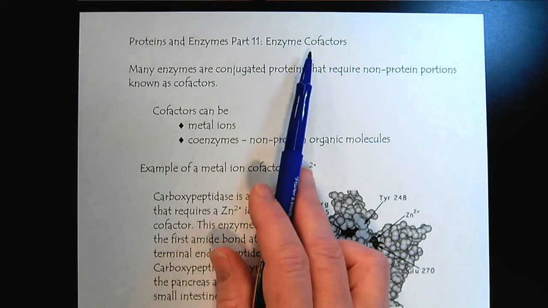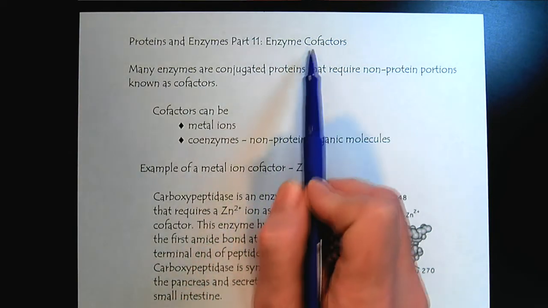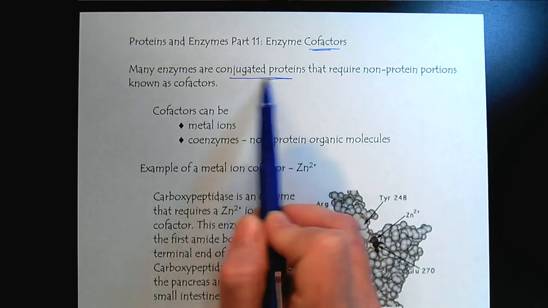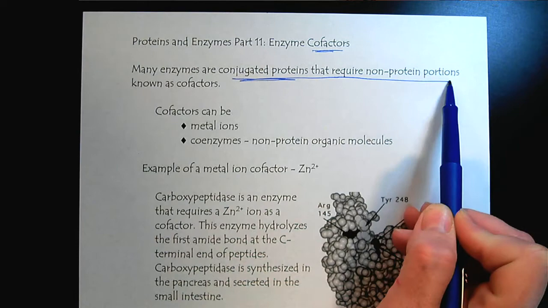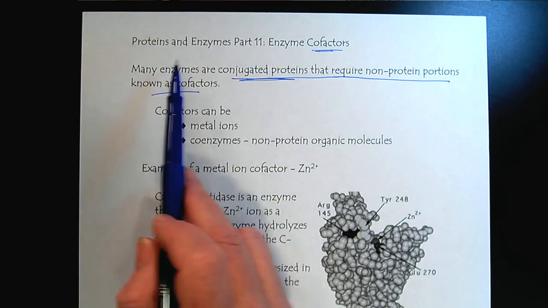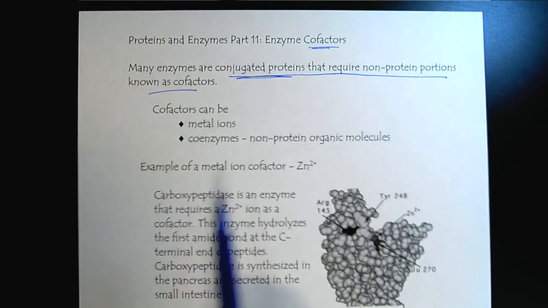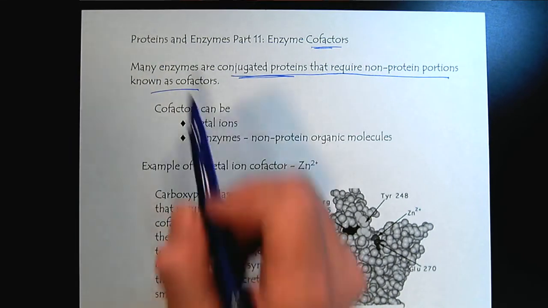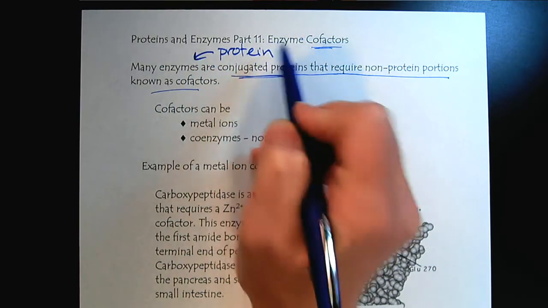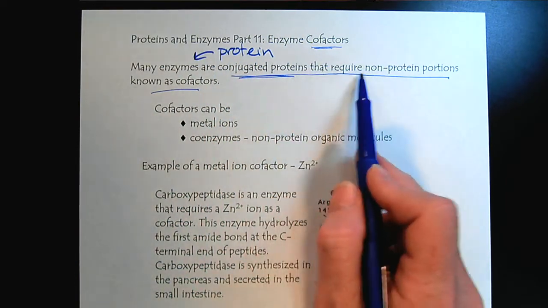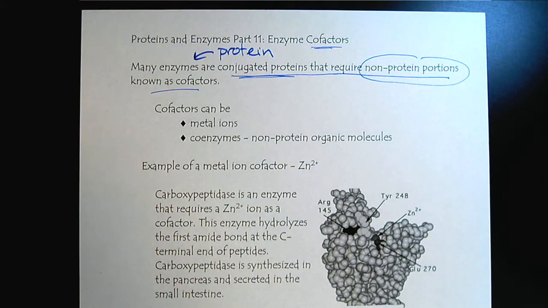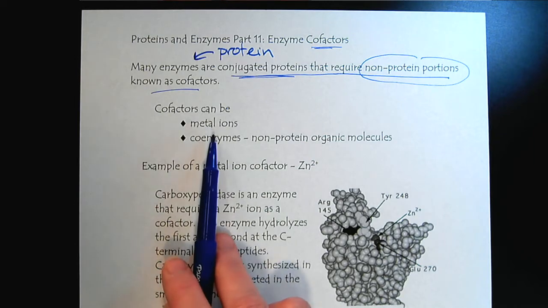So enzyme cofactors, right? That's a very broad term, and it describes conjugated proteins that require non-protein portions as cofactors, right? So enzymes that need cofactors. When we think about the enzyme, that's the protein part. So these cofactors are non-protein portions. Cofactors come in two flavors. They can be metal ions.